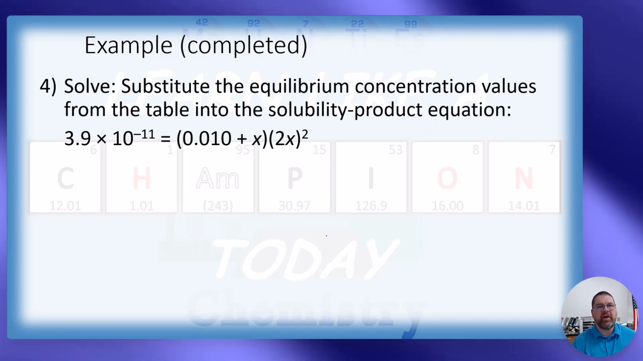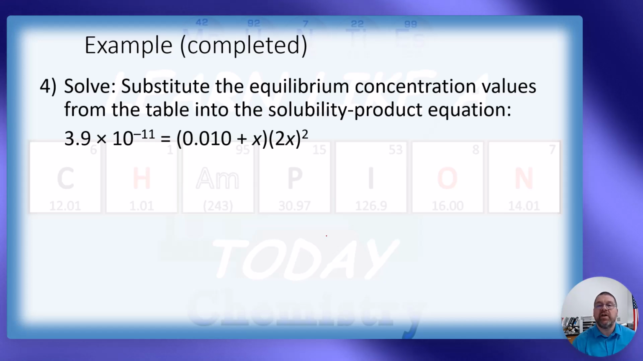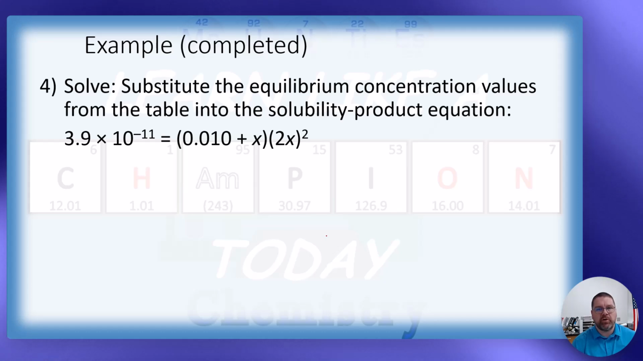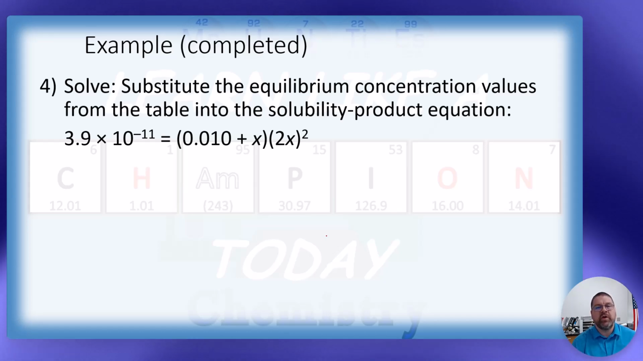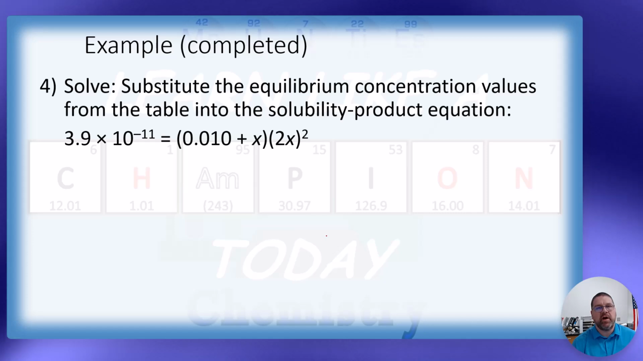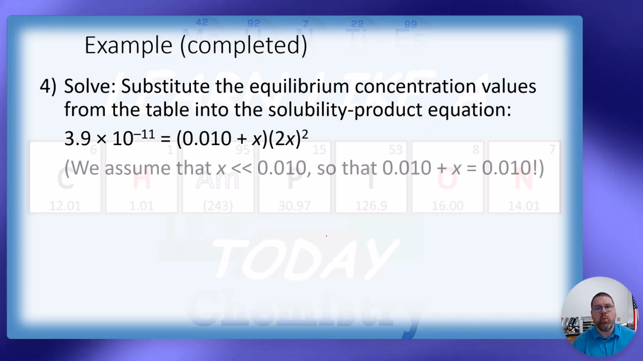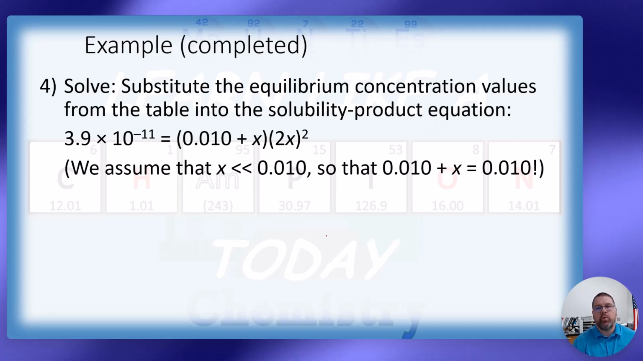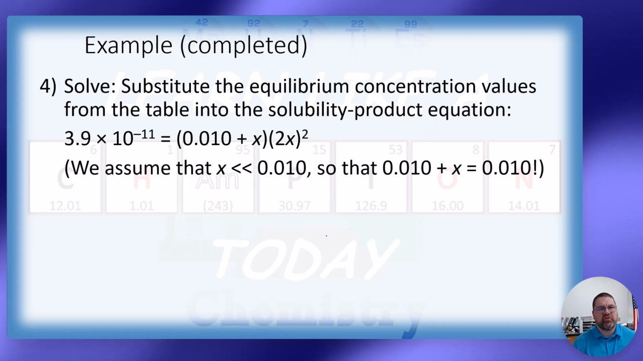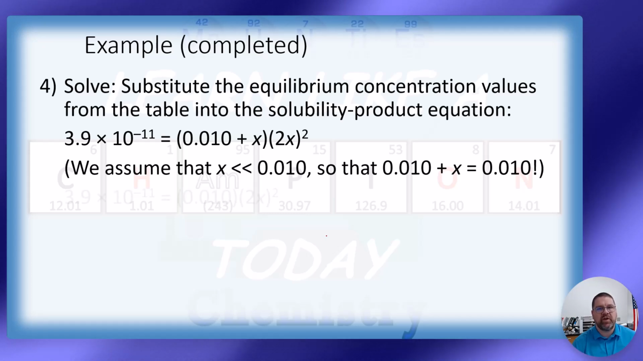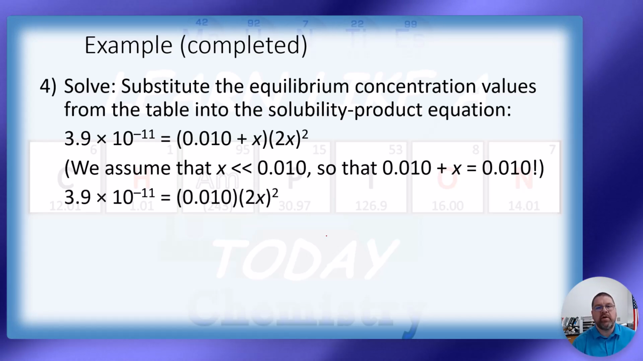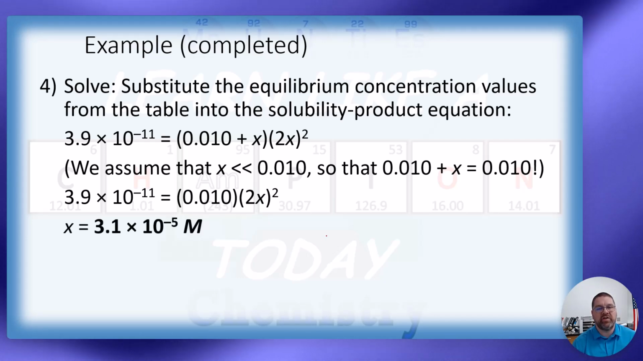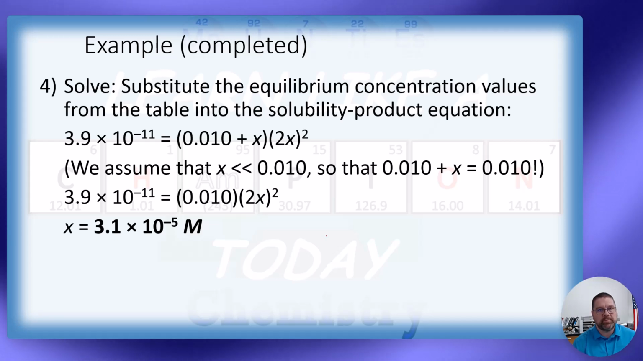Because our KSP value is so small, we can make the assumption that X is very, very small, much smaller than the 0.010 molar concentration that we have to begin with. So we can assume that the equilibrium concentration of calcium is still pretty much 0.010. That makes the math a bit easier to work with. We plug those values in, we solve for X, and we come up with 3.1 times 10 to the minus fifth molar.